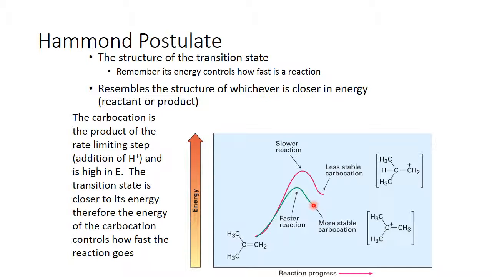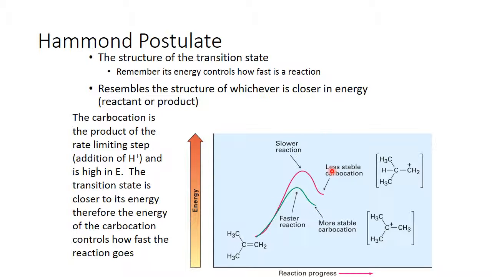Do you see? This is closer in energy to the top than this way far away. So the transition state is closer in energy to this, and so the structure of it is closer in energy to this. It's one of Hammond's postulates.